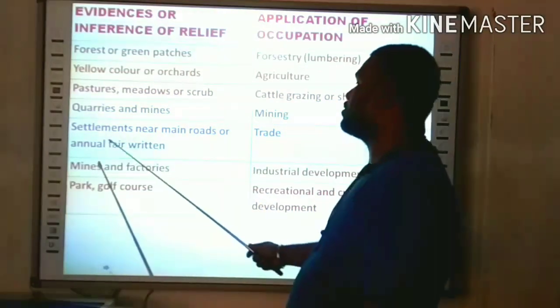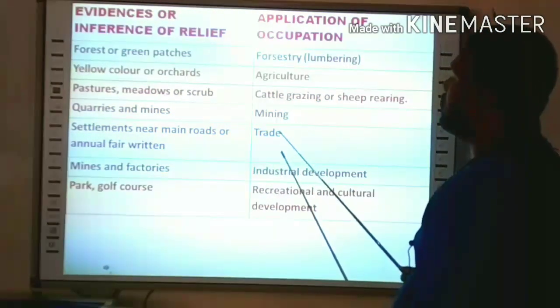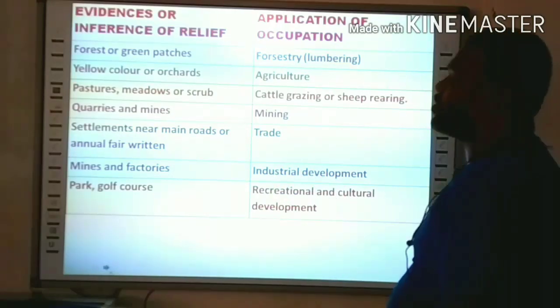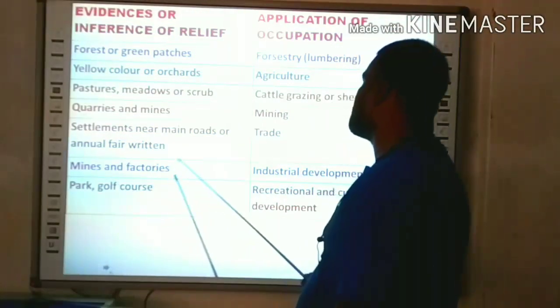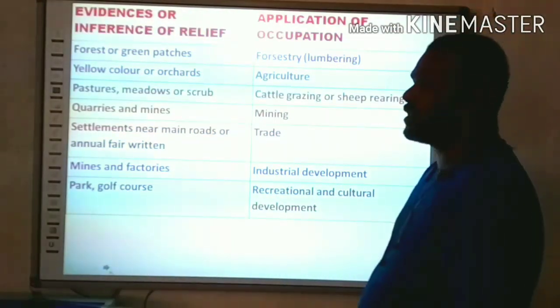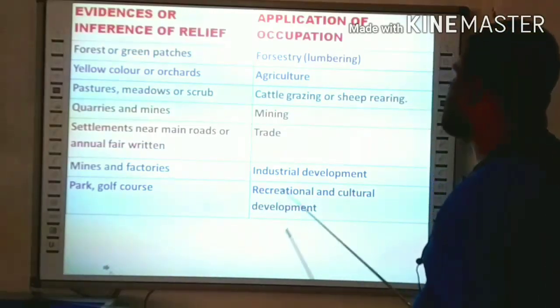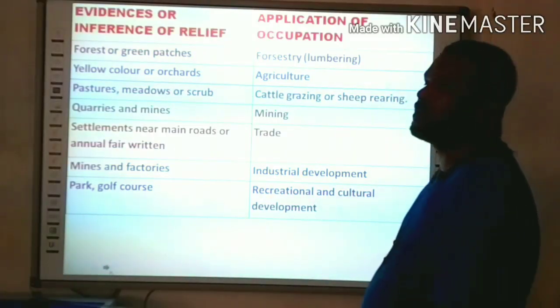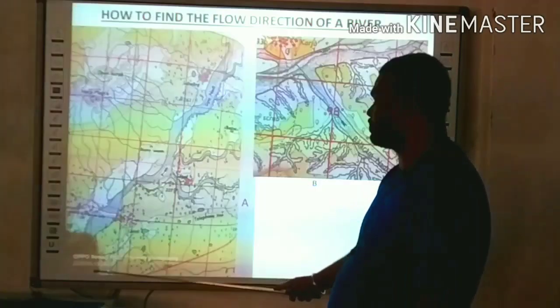Settlement near main roads or annual fair written, it is trade. Mines and factories, it will be industrial development. Park, golf course, recreational and cultural development.